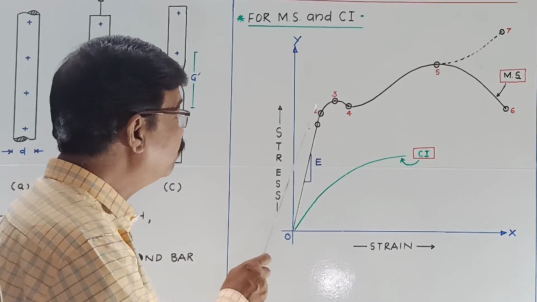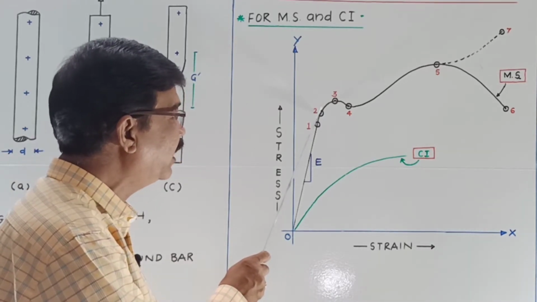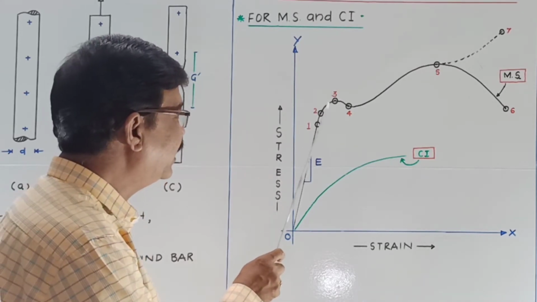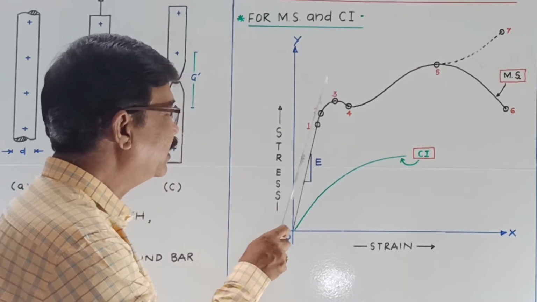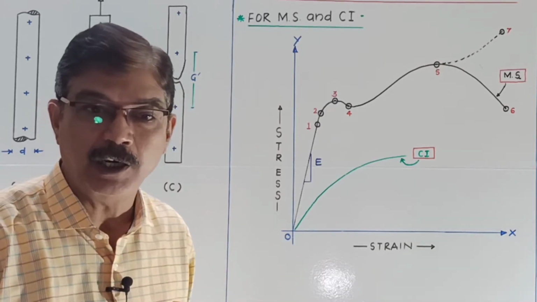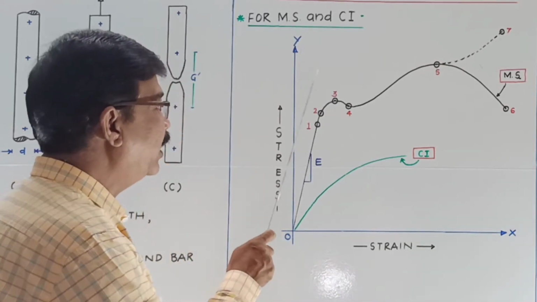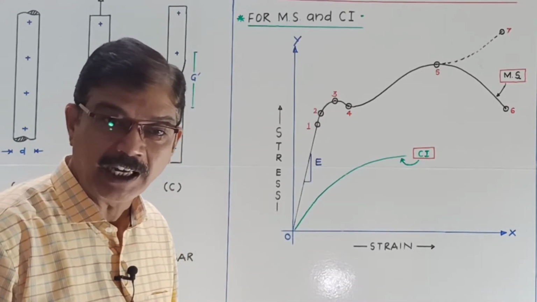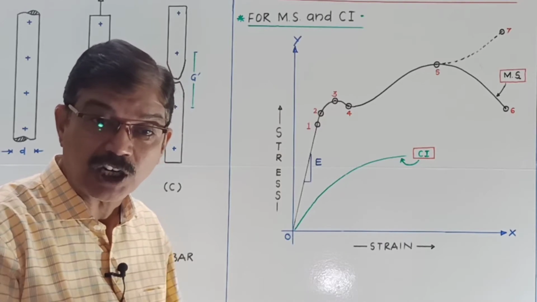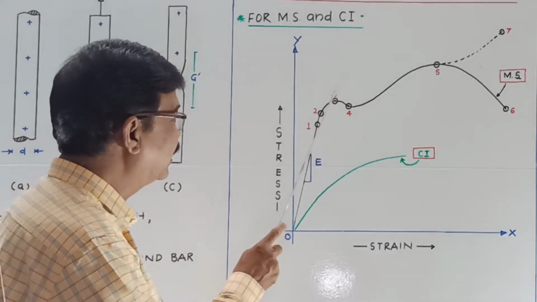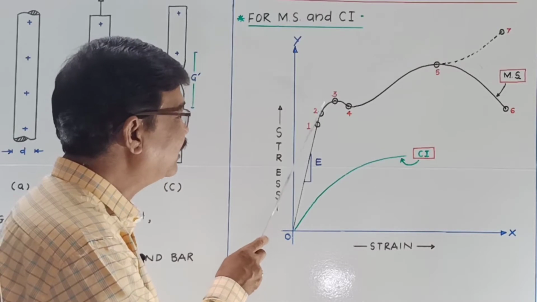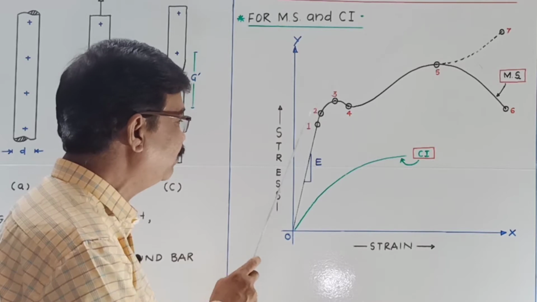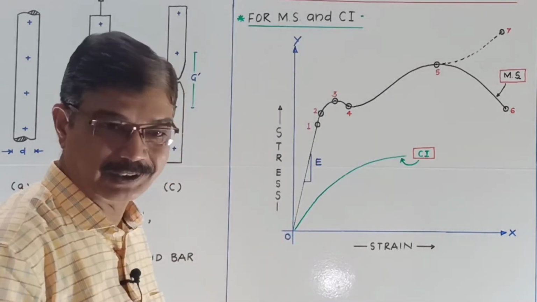Now after point number 2, you will see that the curve deviates from straight line. And you will find that there is point number 3, which is known as upper yield point. This is the point where process of yielding starts. What do you mean by process of yielding? The material of the bar starts flowing. So you will find that there is considerable increase in the strain without any considerable increase in the stress.